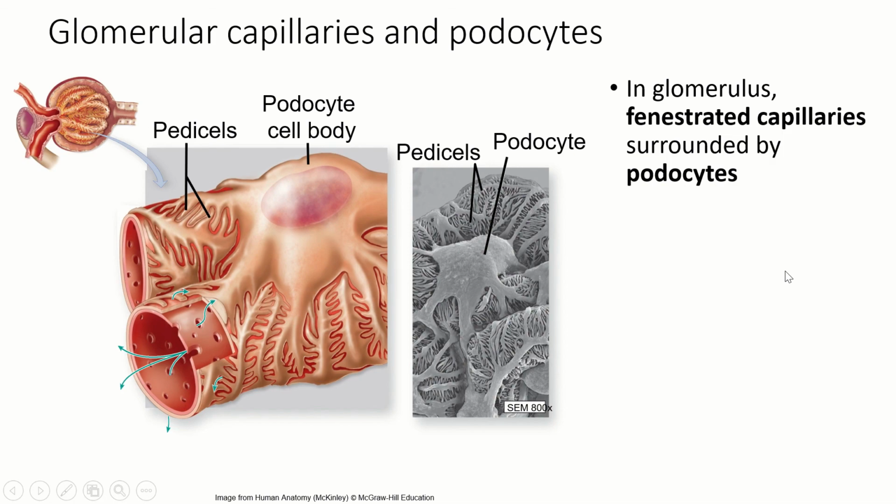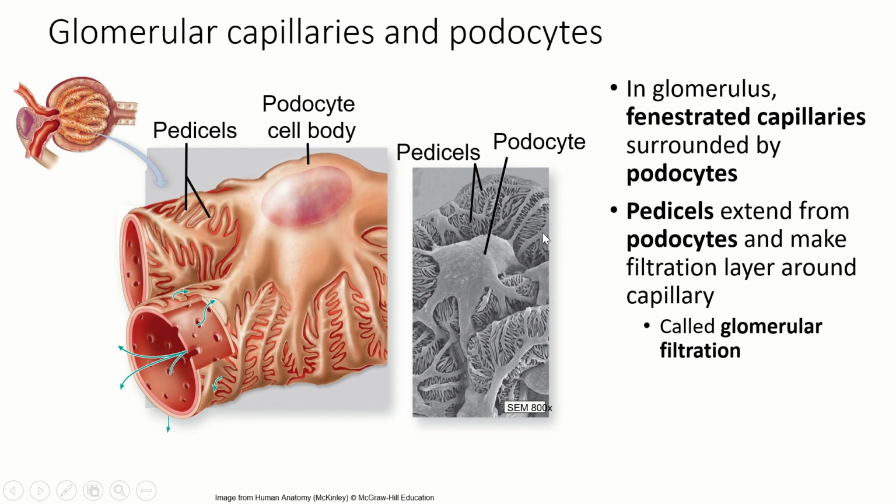That's so neat. Okay, now the glomerular capillaries, remember, are fenestrated capillaries. They've got little holes in the walls. They are wrapped in these special cells called podocytes. Pod, you remember, means foot, cyte means cell. So these are little cells that make feet. Their feet are called pedicels. And they are these little extensions like this.